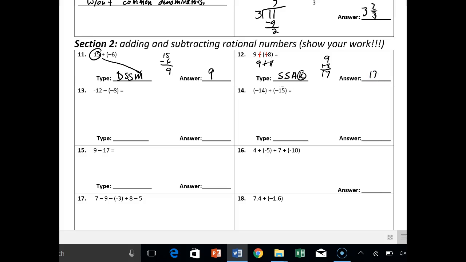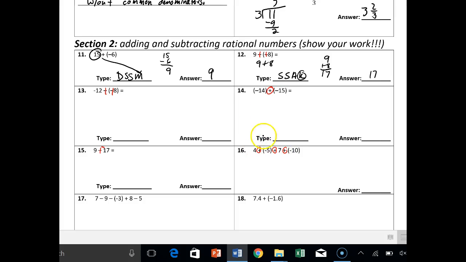So you only do KCC with subtraction. So for instance, here, would you do KCC? Yes. Negative 12 plus positive 8. Would you do KCC here? No, because you have a plus sign. KCC here? Yes. 9 plus negative 17. KCC here? No. You have nothing but plus signs.